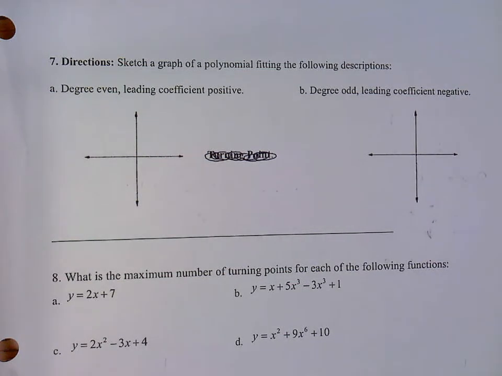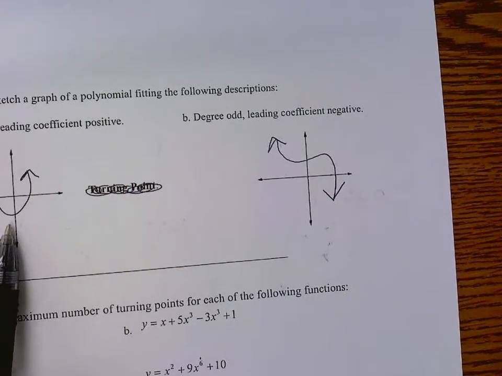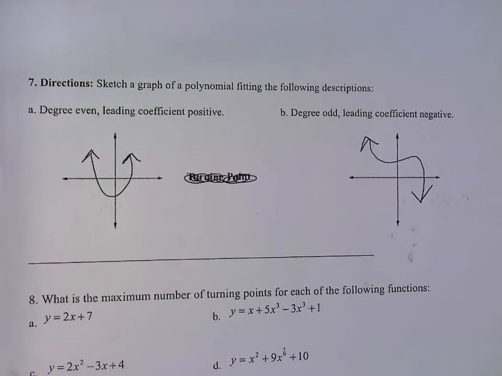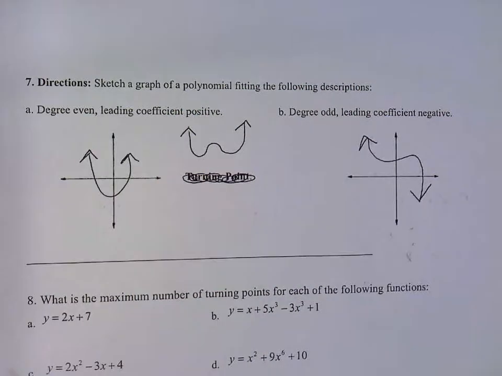I'll put up a couple sample answers in a second. So I'll just give you my couple sample answers. Even degree, that's just a quadratic, right? You could do a nice, like a W shape. That would be like a quartic function, maybe.